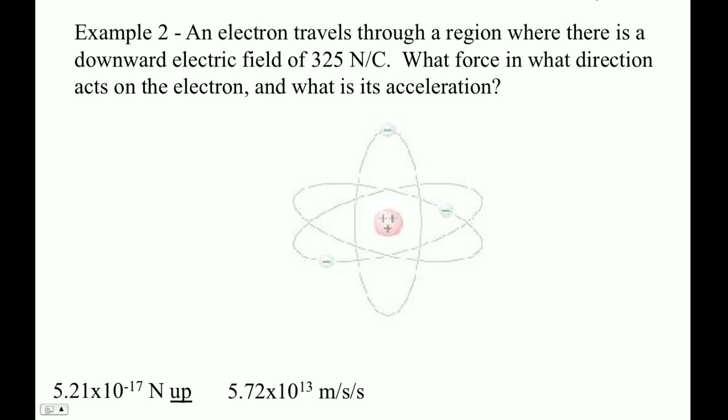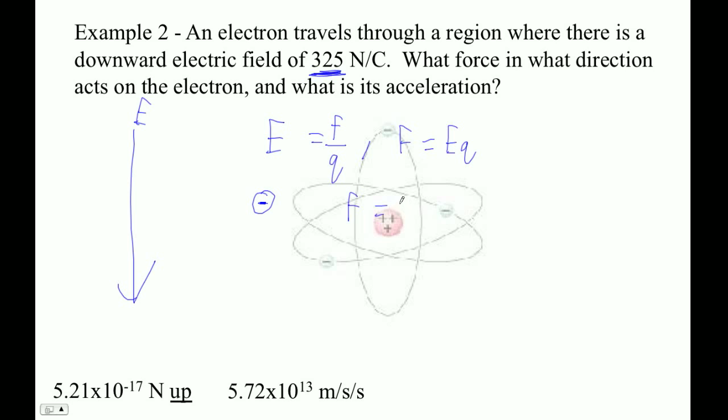An electron travels through a region where there is a downward electric field of this. So the electric field is this way. Here's an electron. What force acts on the electron, and what is its acceleration? Well, if E is equal to F over Q, then F is EQ. So the force is equal to 325 newtons per coulomb, and then an electron has a charge of negative 1.602 E minus 19. Now this 325 newtons per coulomb is down.